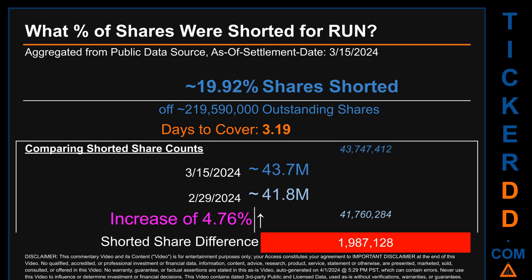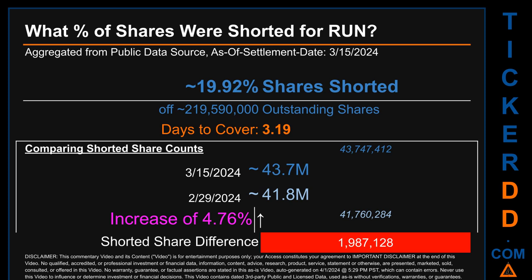What percentage of shares were shorted for RUN? For the 2-week period ending on settlement date March 15, 2024, about 43.7 million shares of RUN were shorted out of a total of approximately 219.6 million outstanding shares. Therefore, based on as-is, discovered, public data when this video was generated, the ticker has a short interest of roughly 19.92%, which I got by taking the number of shorted shares and dividing it by the number of outstanding shares to get the percentage value. Days to cover is 3.19.